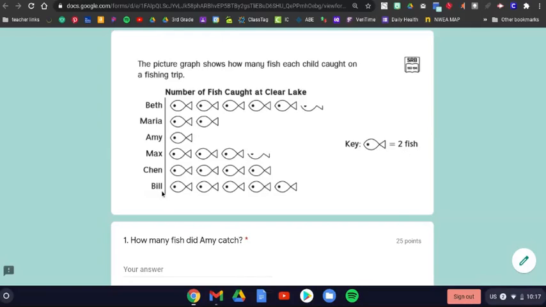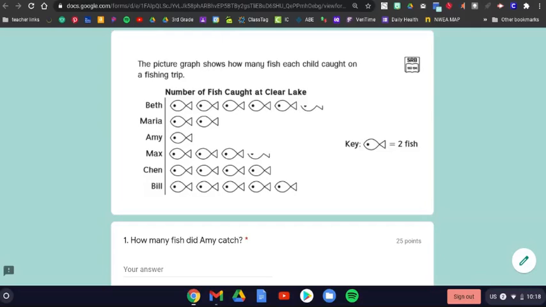So down here where it says Bill, I count 1, 2, 3, 4, 5 fish. But how many fish does he really have? Go to the chat box. If each fish picture means 2 fish, and Bill has 5 fish beside his name, how many fish did Bill catch? I've got some friends saying 10. I've got some friends saying 4.